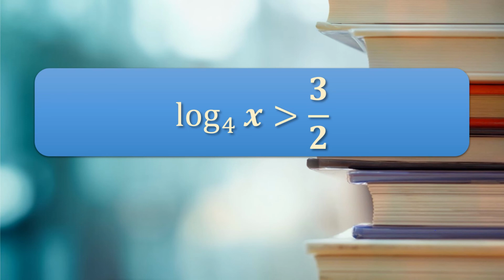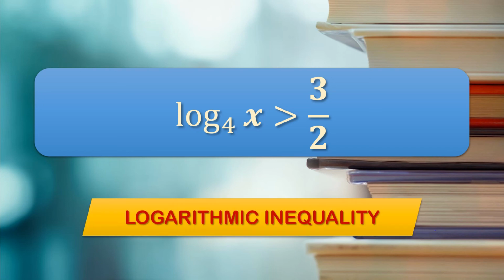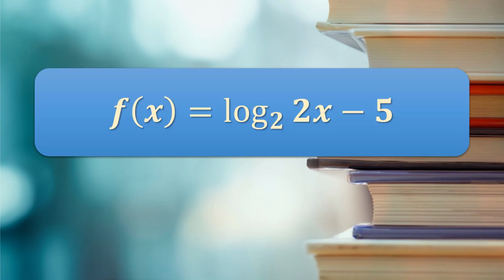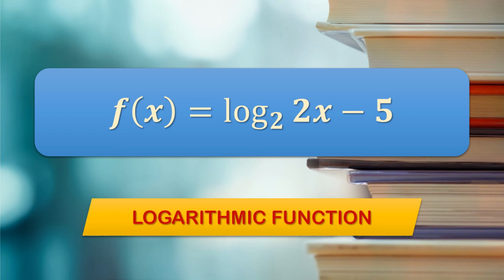Log of x with base 4 is greater than 3 halves. Okay, obviously, this is a logarithmic inequality with the inequality symbol greater than, and one side of the inequality is a logarithmic expression. Okay, how about this given? F of x is equal to the log of 2x with base 2 minus 5. This is a logarithmic function because of its function notation f of x.